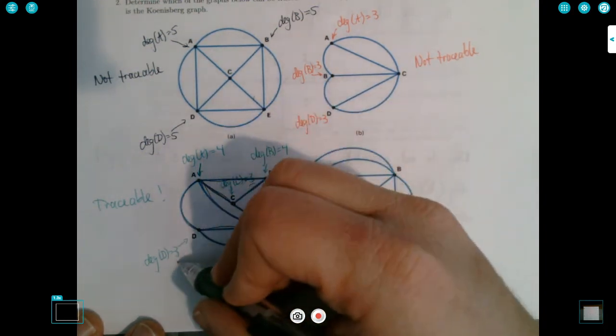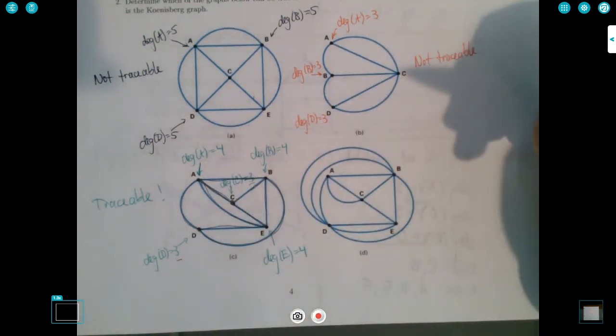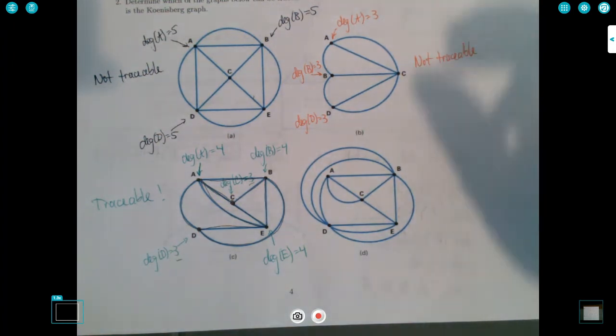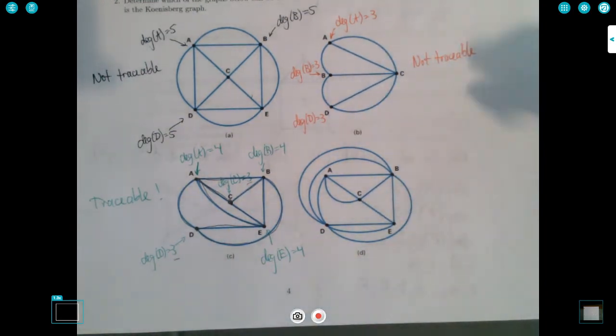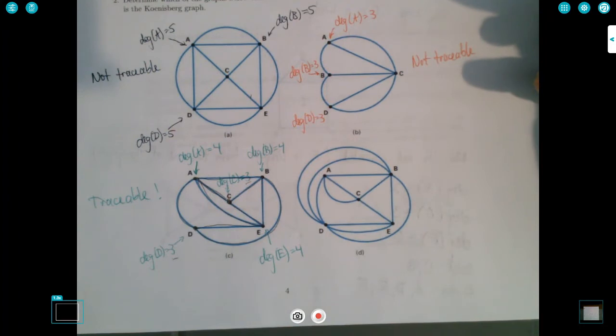See how the odd degrees, it's like they're forced to be the starting and end points if you have any odd degrees. But there you go. That one's traceable. And we just traced it. Okay. One more. So is this one traceable? Pause the video. See if you can figure it out on your own.